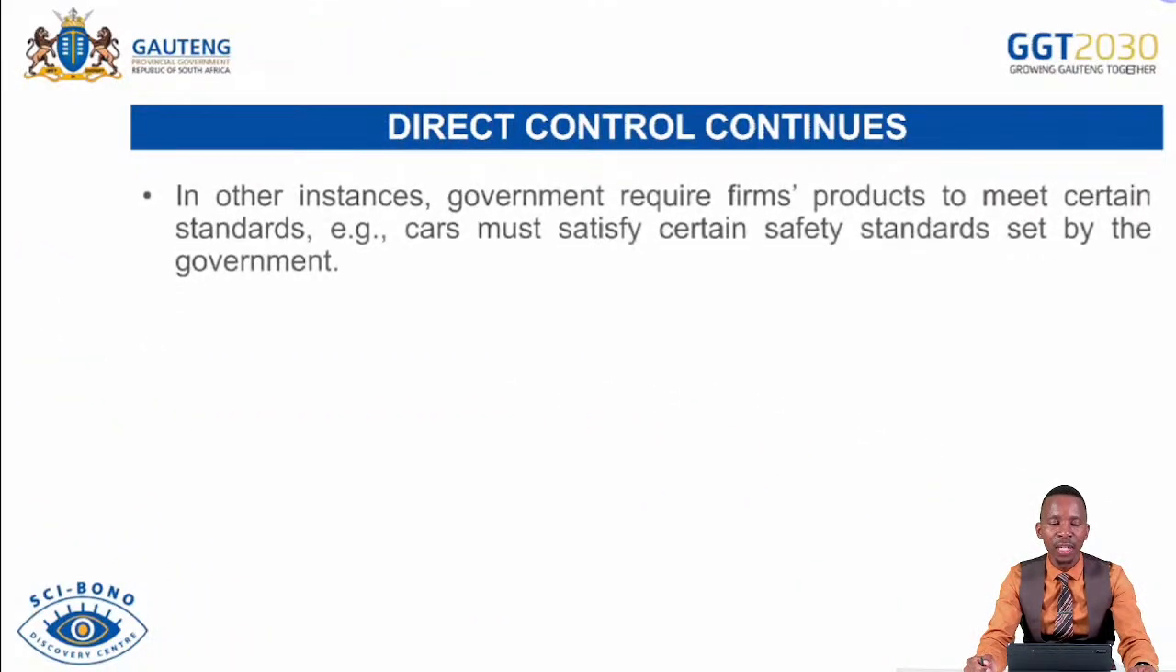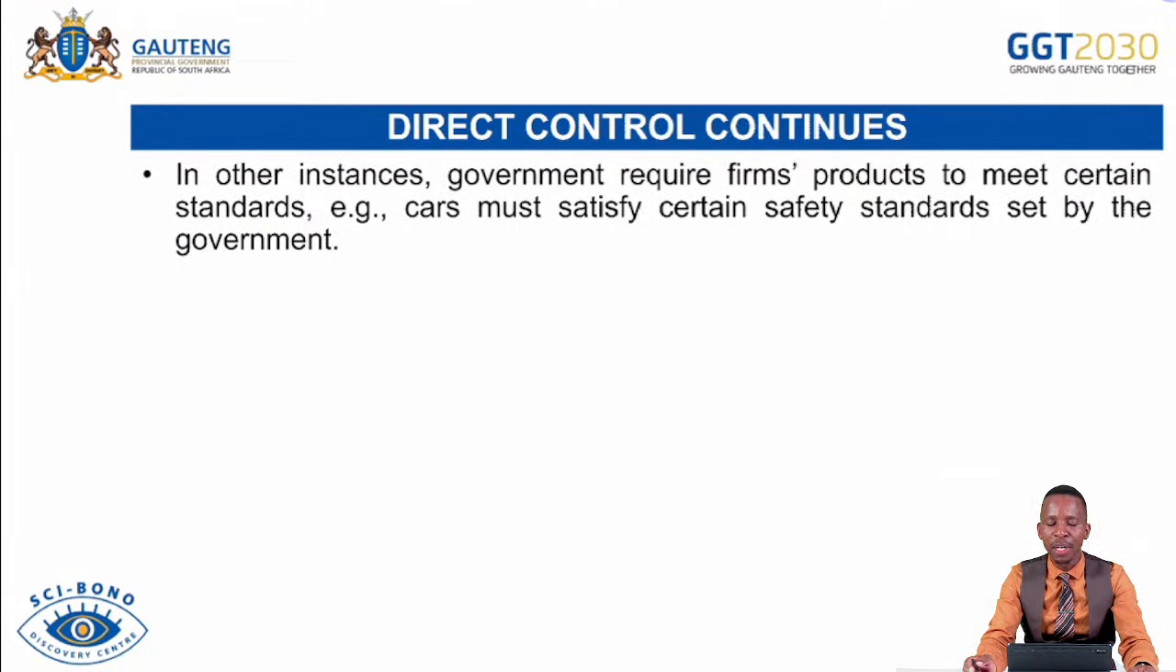And then we continue with the direct control. In other instances, government requires firm products to meet certain standards. For instance, cars must satisfy certain safety standards set by the government.